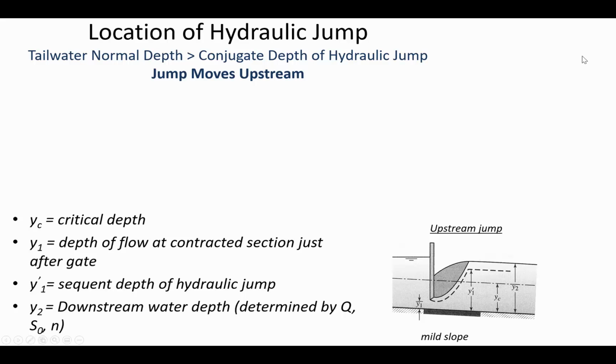But the other extreme is that the jump moves upstream, and it actually submerges the hydraulic jump, in this case, when the tailwater is not very efficient. When the channel downstream is like a rough concrete or maybe a shallow slope, or it could be that you have a relatively narrow channel. Just for whatever combination of reasons, the y2 depth is deep. It's deeper than the conjugate of the hydraulic jump.